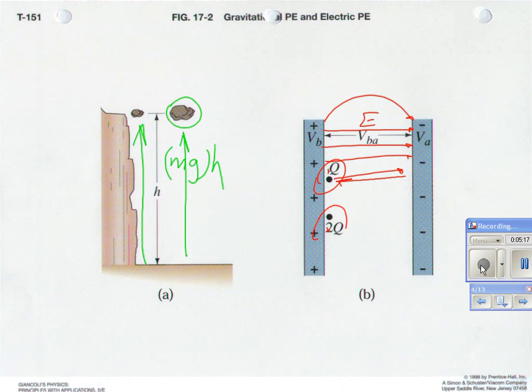Notice that this object has twice as much charge. Does it therefore have twice as much potential energy? Of course, just like a rock that has twice as much mass at the same location would have twice as much potential energy. Okay? Make sense so far?